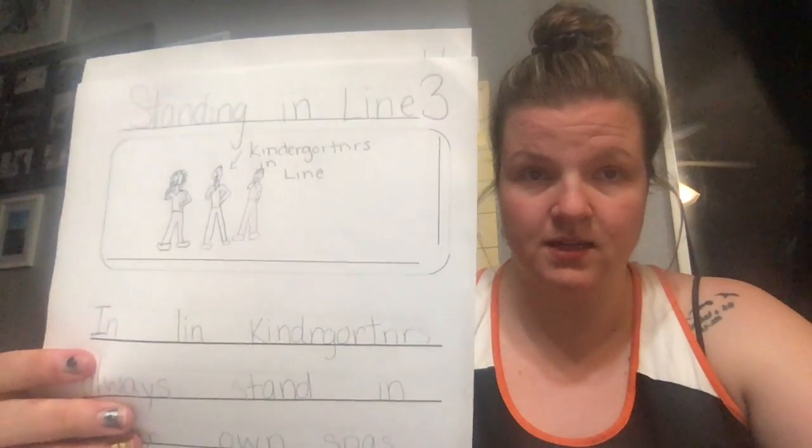So standing in line. Now my last page is all about the quiet zone. So I'm just going to label it Quiet Zone. Okay. Now I have every page titled and numbered, right?